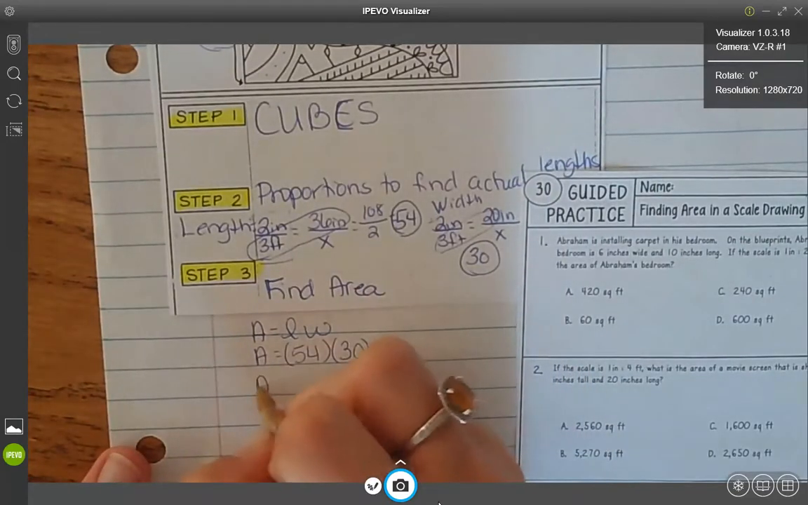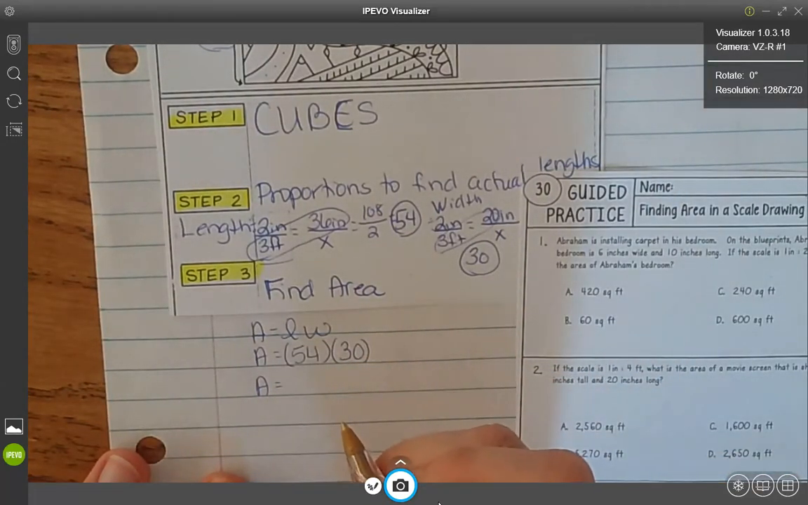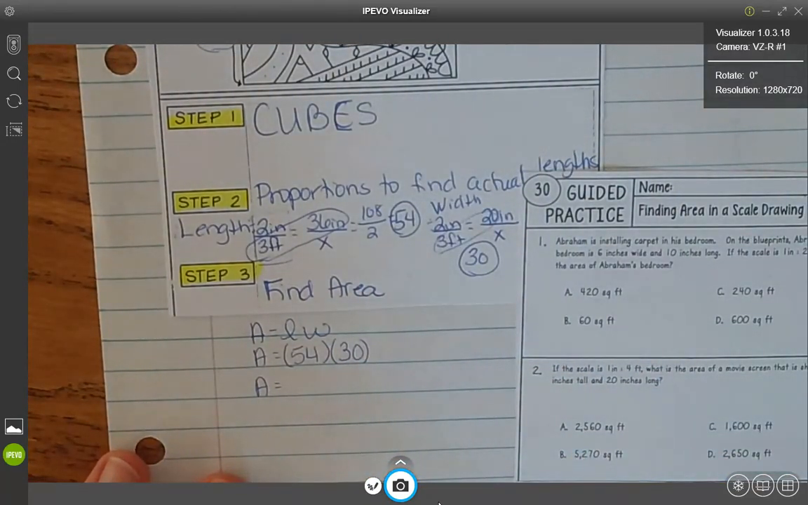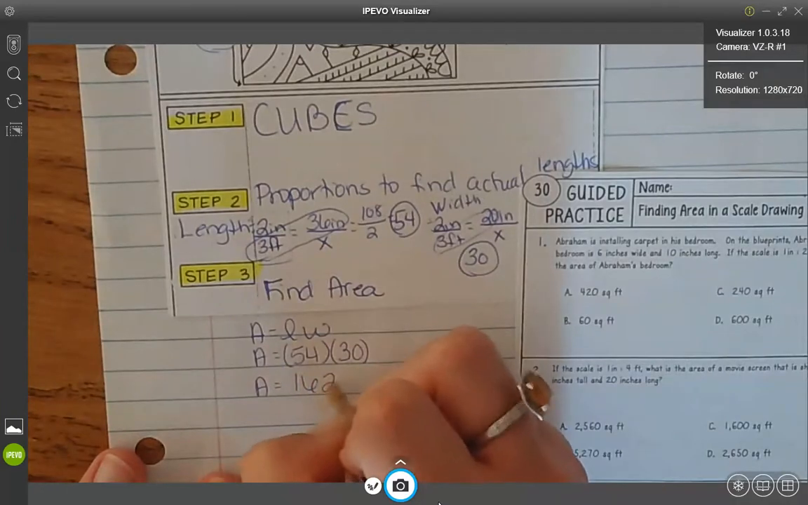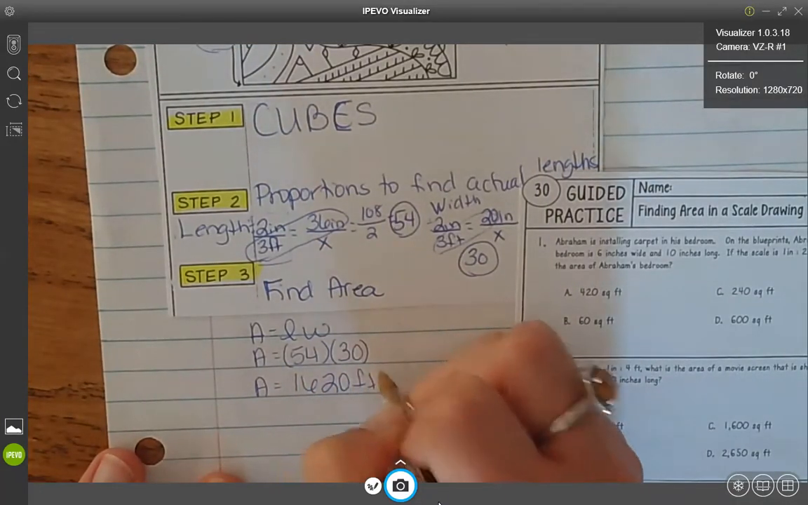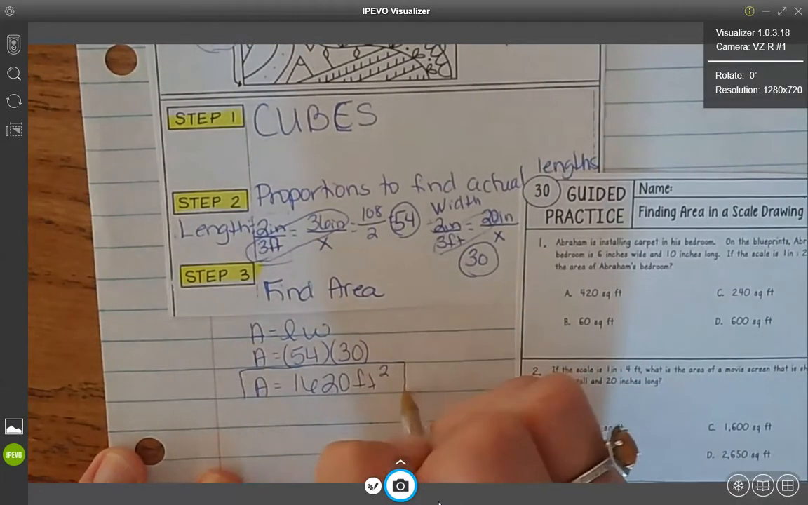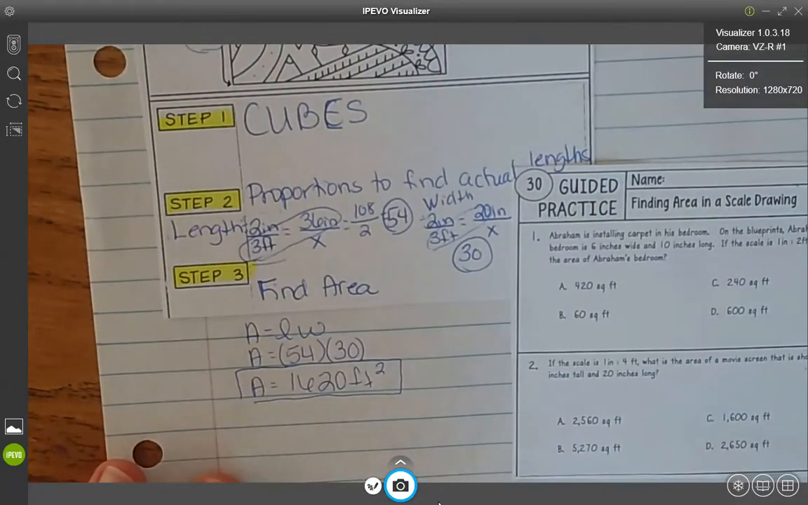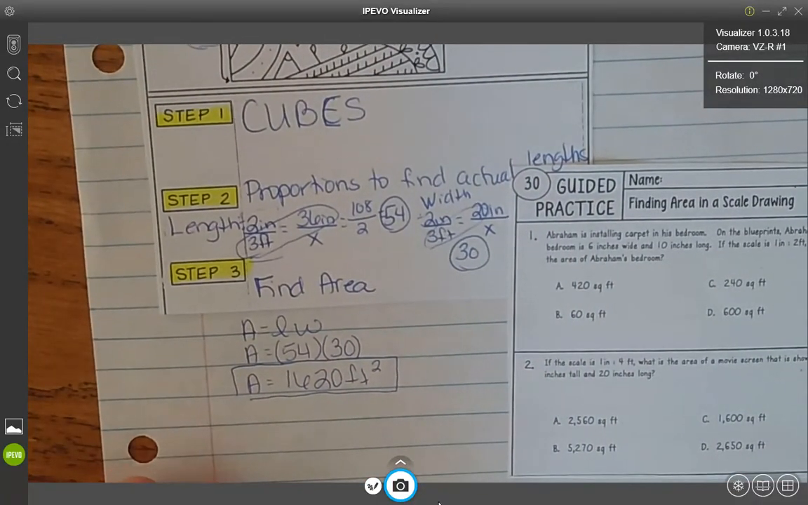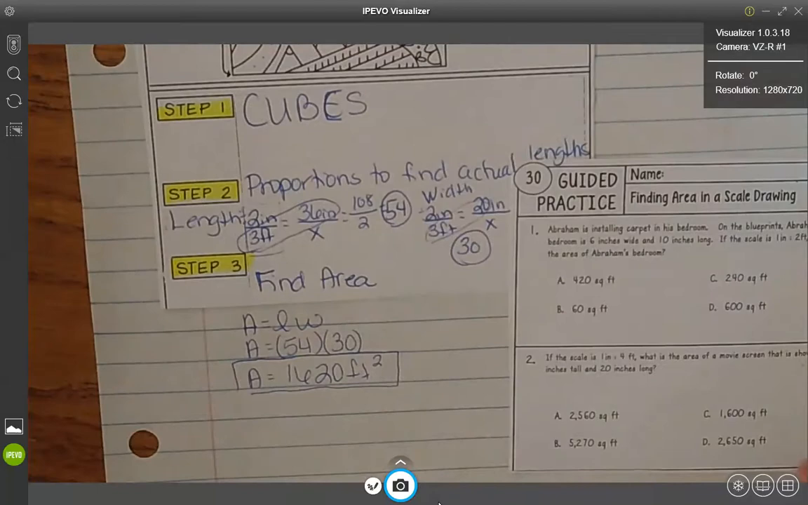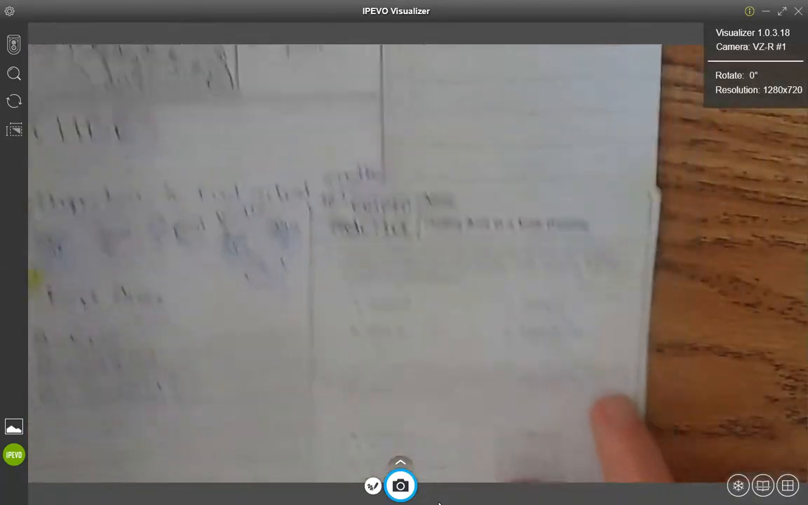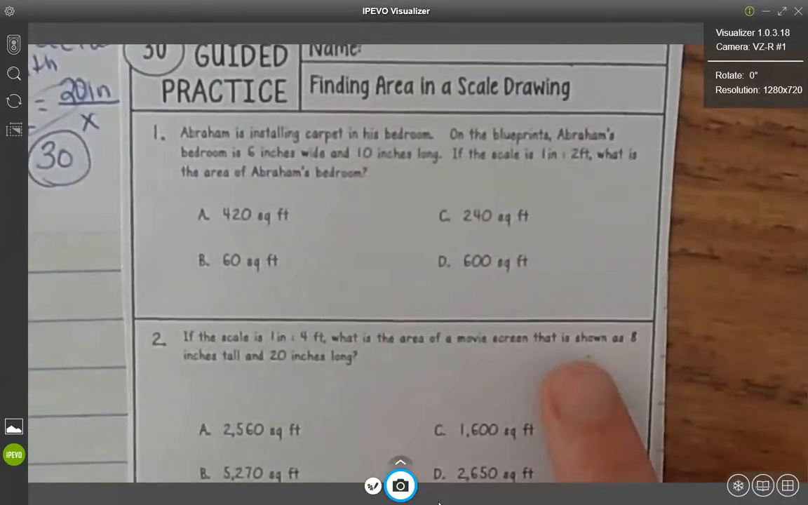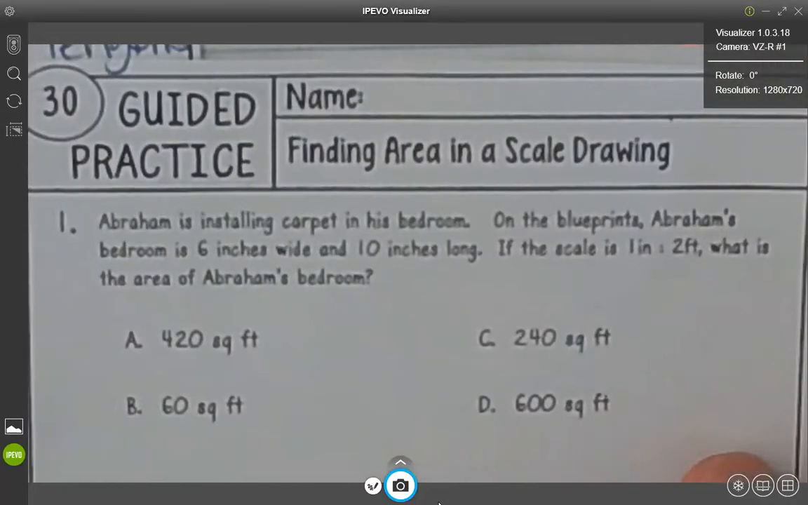And what did you guys get? You got what? That's what I got. And then we need to include our units, which will be feet squared. Right? Okay, so we have 2 more examples that we're going to practice. And then I'm going to let you guys work in groups through the problems.